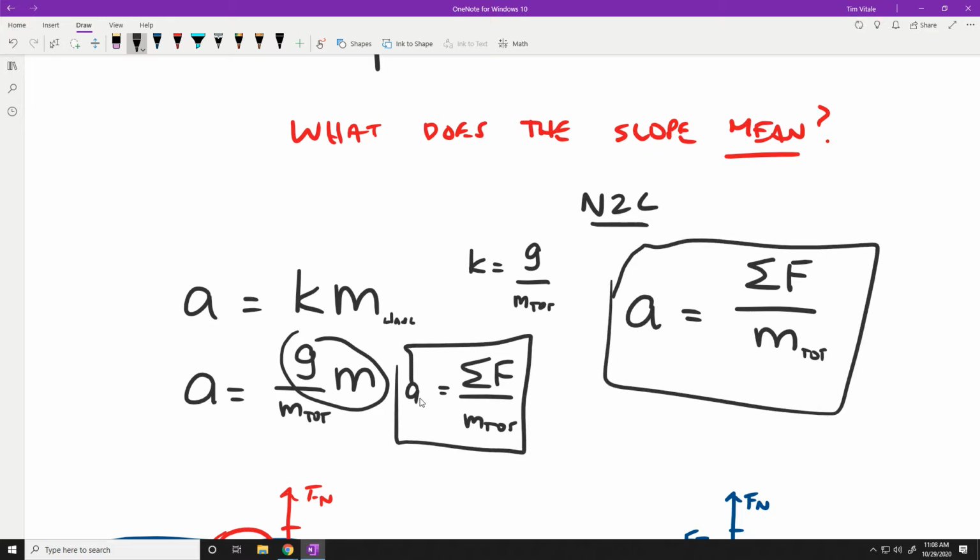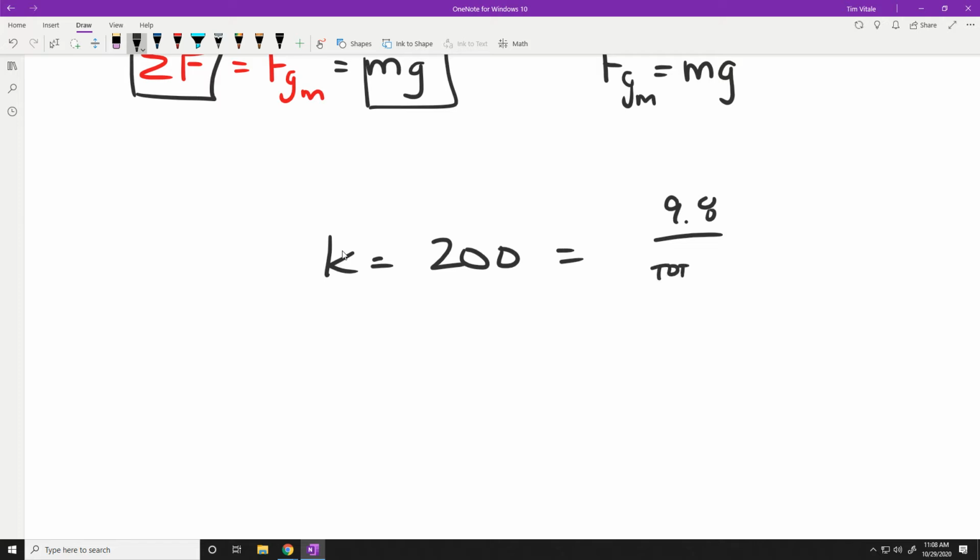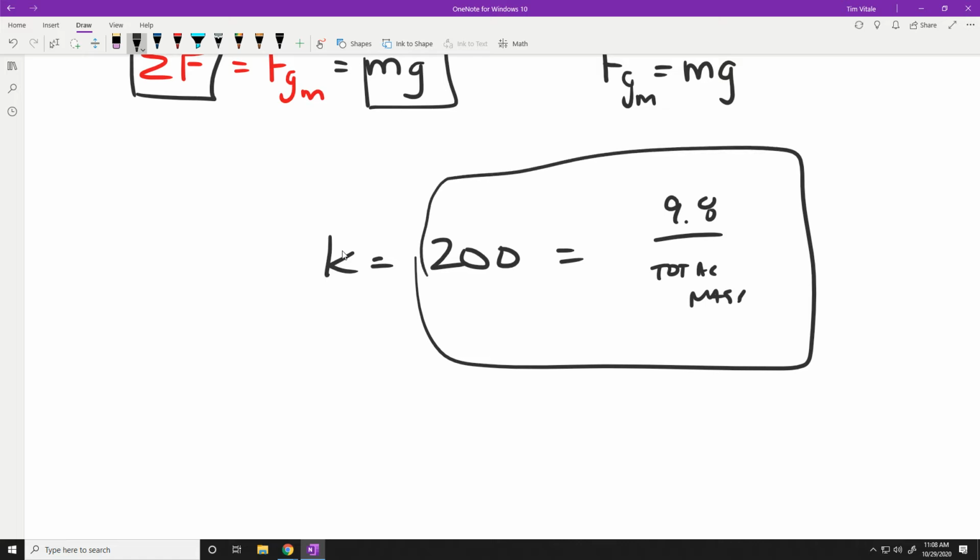So what we're looking at here is Newton's second law as well, where k is g, which is 9.8, divided by the total system mass. So that's cool. That's what the slope means. It means that it's g over m total. So just as an example, let's say that your slope was, I'm just going to make something up, 200. I don't even know if that makes sense. Then that would mean that 200 is equal to 9.8 over the total mass. And so that means we'd be able to calculate what the total mass is just by using the slope. So that's really useful to us.